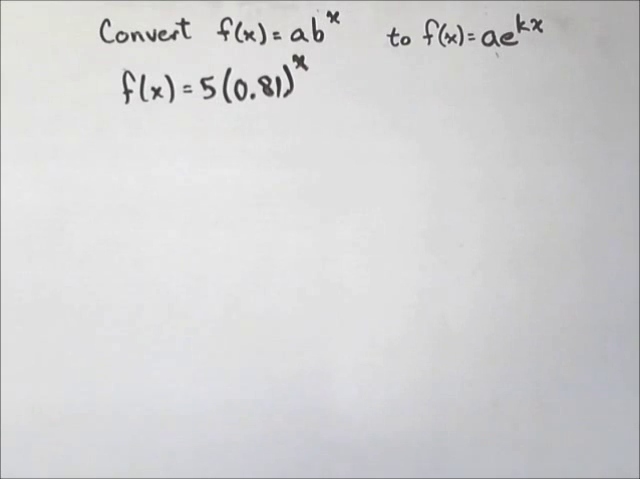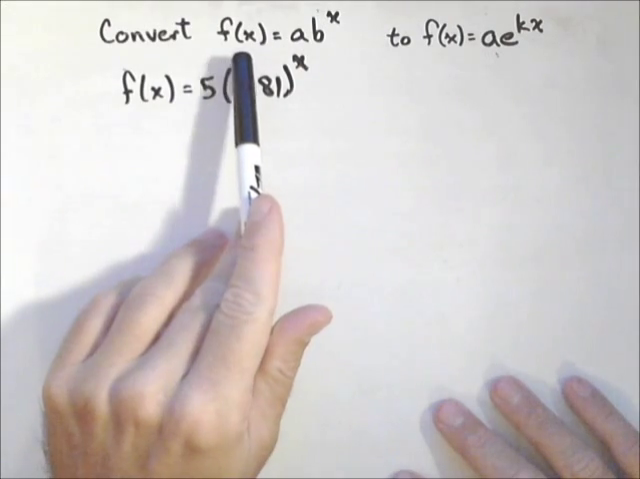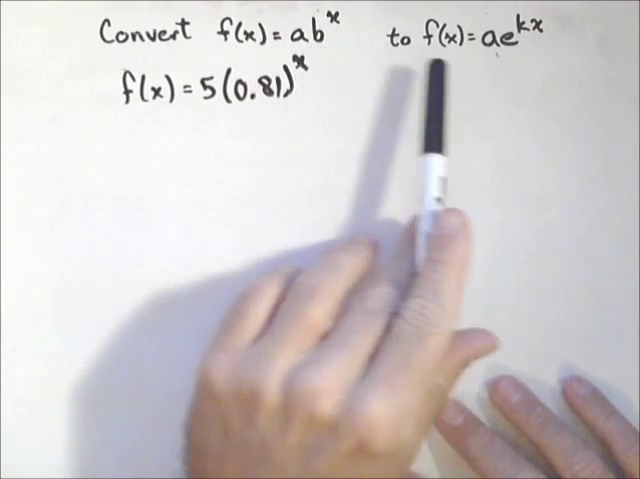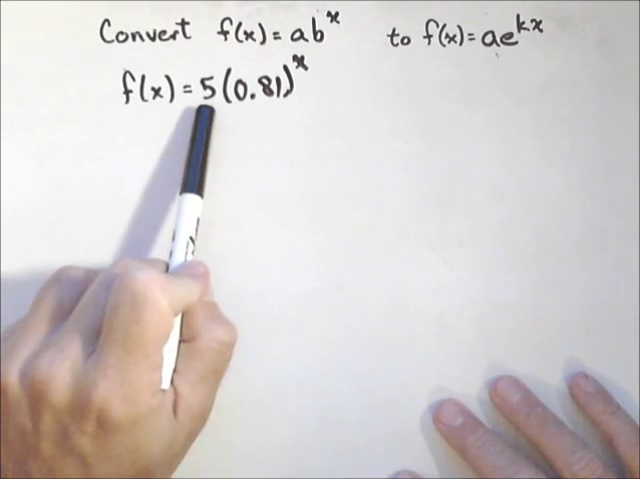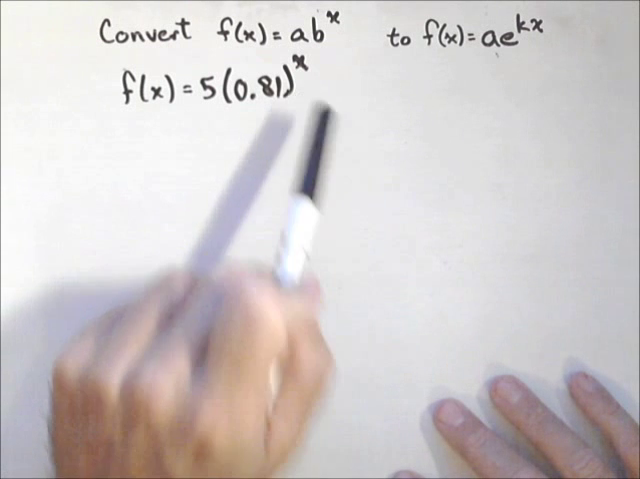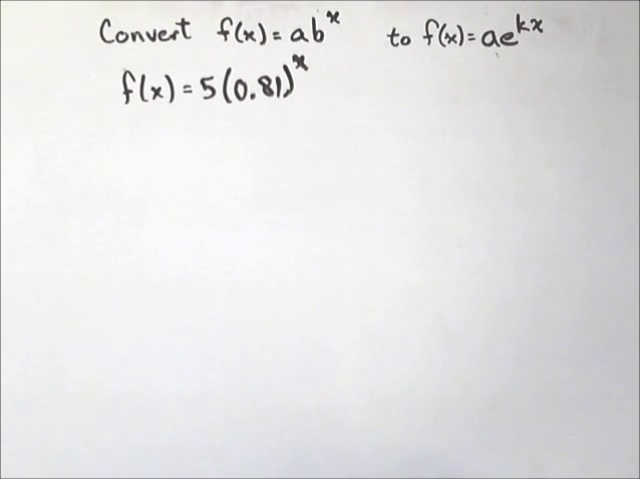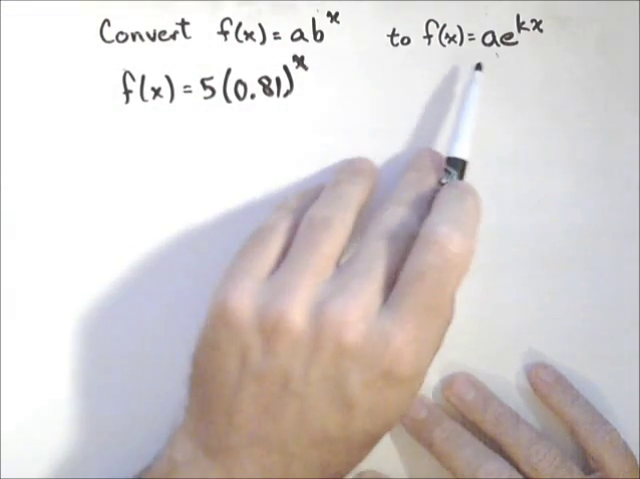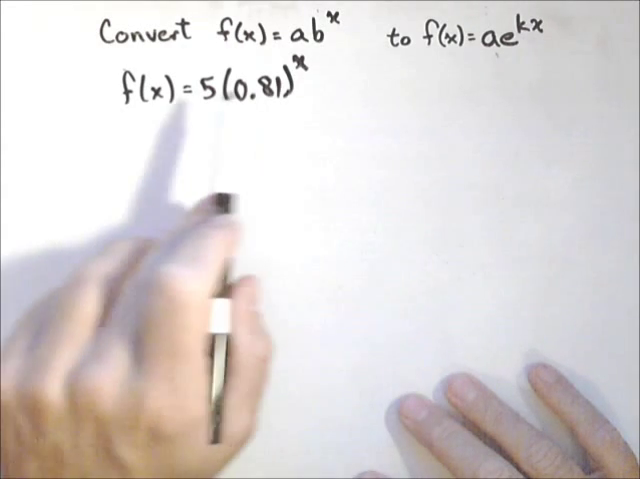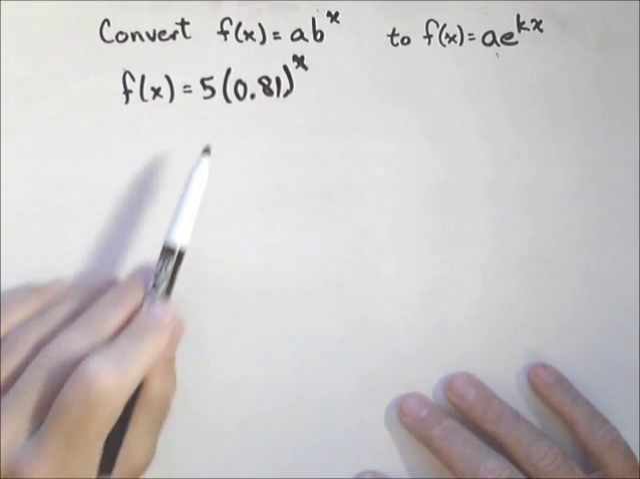In this video, we're going to talk about converting exponential forms from the form a b to the x to a e to the k x, and we're given that f of x equals 5 times 0.81 to the x. Now, we'll also talk about the different information we get. So, the initial is the same in either of them. Notice it's a and it's a, so we already know the initial for the other form.